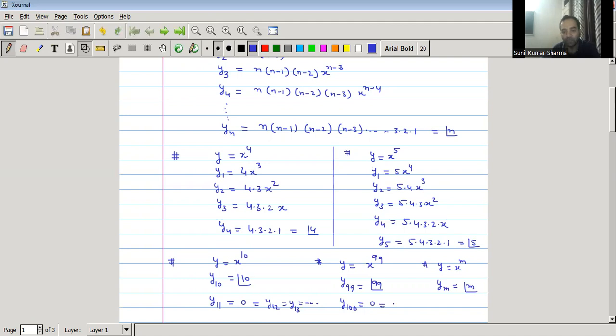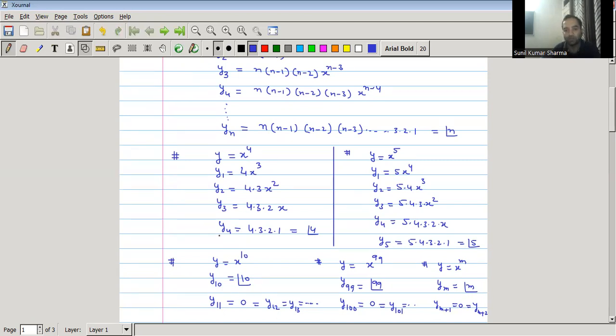And similarly, y101 and all other values. Now come to here, ym is m factorial. So ym plus 1 is equal to 0. So ym plus 2, again you get 0. The derivative of 0 is 0. Similarly, ym plus 3 equals 0, ym plus 4 equals 0, and so on.